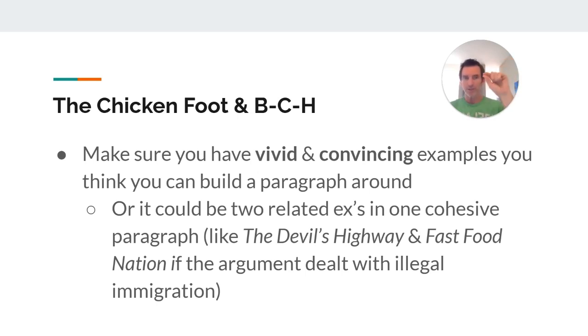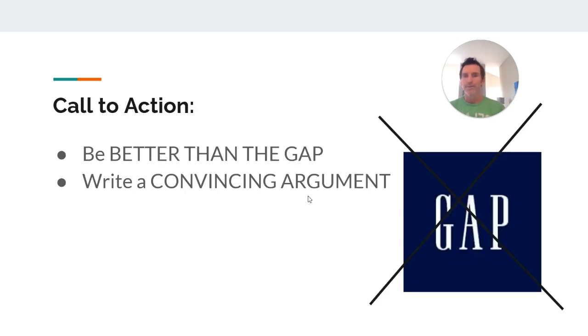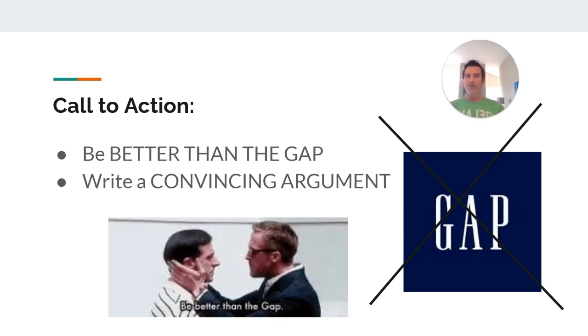If each book or each historical event ties to a separate subclaim, then I'm going to make it a separate paragraph. Just like my 8th grade essay, each paragraph is built around one subclaim. Be better than the gap. Write a convincing argument. This is my joke from the Steve Carell movie, Crazy, Stupid, Love.